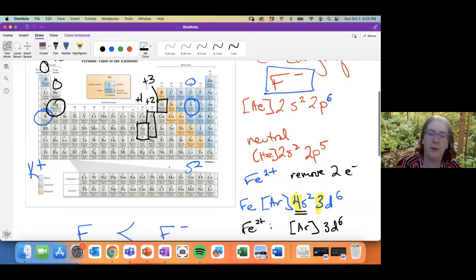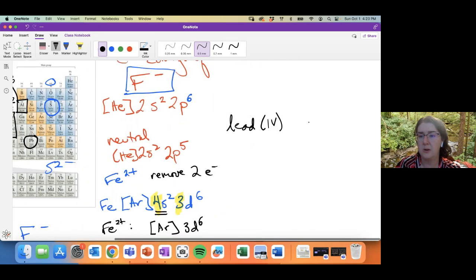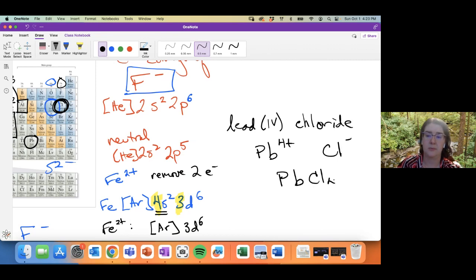So for example, if I wanted to talk about something that has to do with lead, it's down here in the P block. And I wanted to mention lead IV chloride. Then what that 4 tells me is the charge on lead. My chloride ion is still hanging out in group 7A, so the chloride is still a -1. So if I was going to put this together, it looks like this.